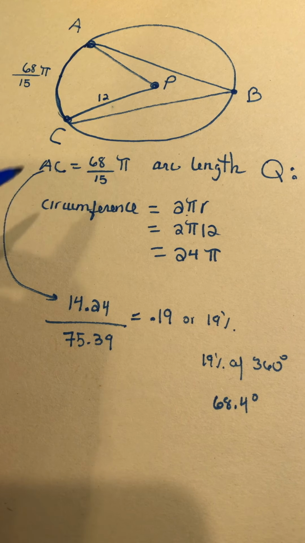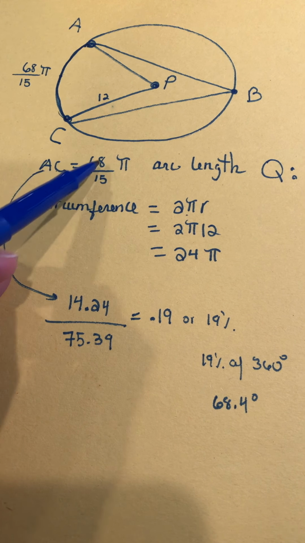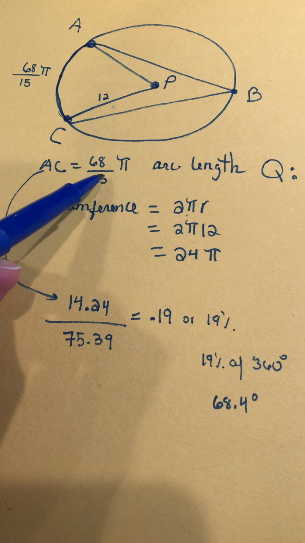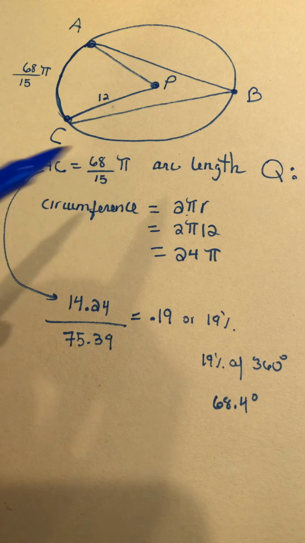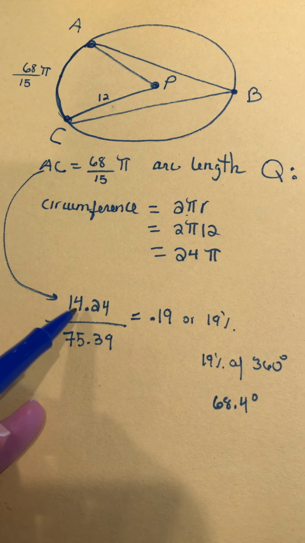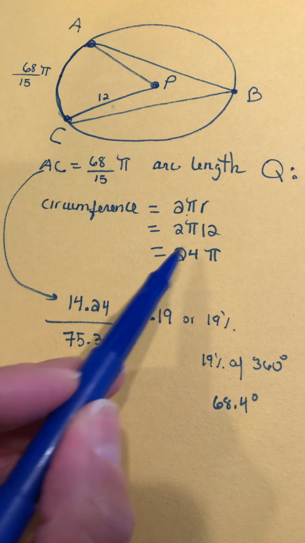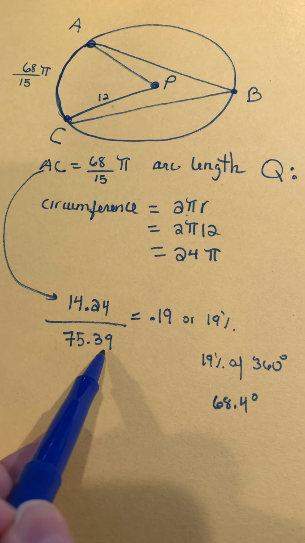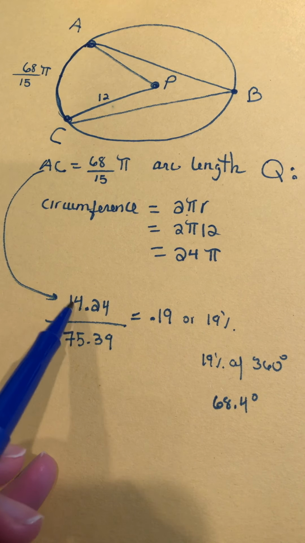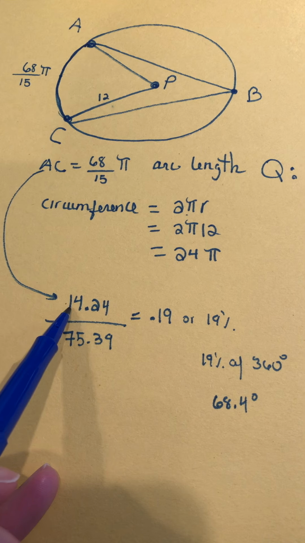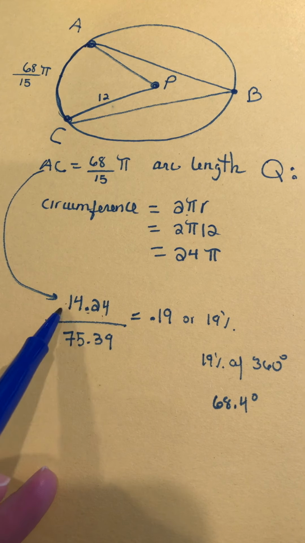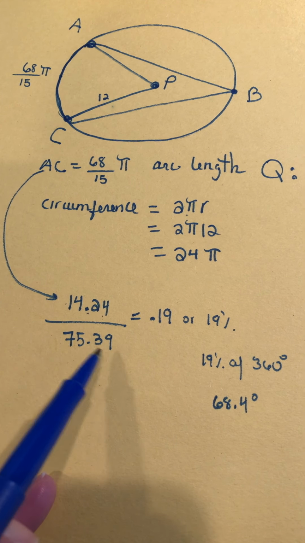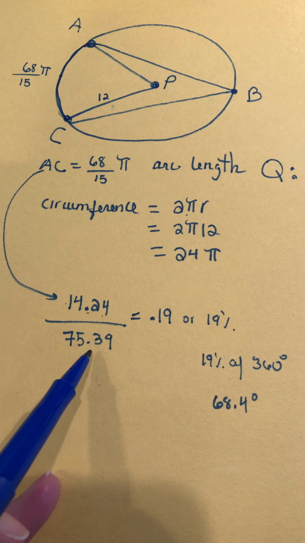So it's annoying to deal with pi, right? So I just put this in my calculator as a decimal. So 68 over 15 pi is 14.24, and 24 pi is 75.39, give or take. So I traveled from A to C 14.24 out of a possible 75.39 that I could have gone around the whole circle.